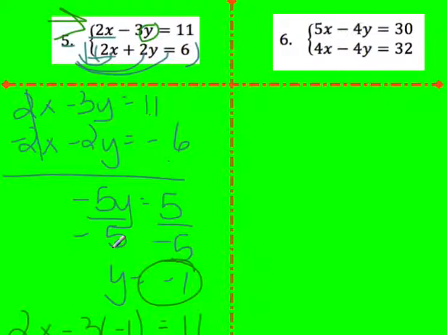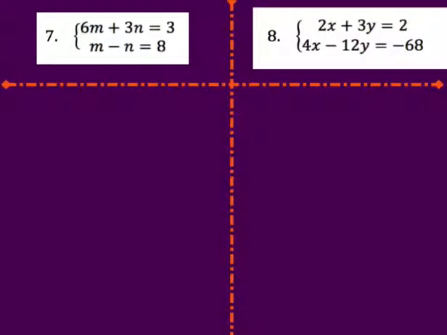So let's go ahead and I want to skip number 6. I'm going to skip number 6 because I want to focus more on 7 and 8. What I noticed for 7 and 8 is that I have one of the two things I need, but it's not the thing that we're used to. I noticed that my n's have opposite signs, but they don't have the same coefficients. So I have 1n and I have 3n.